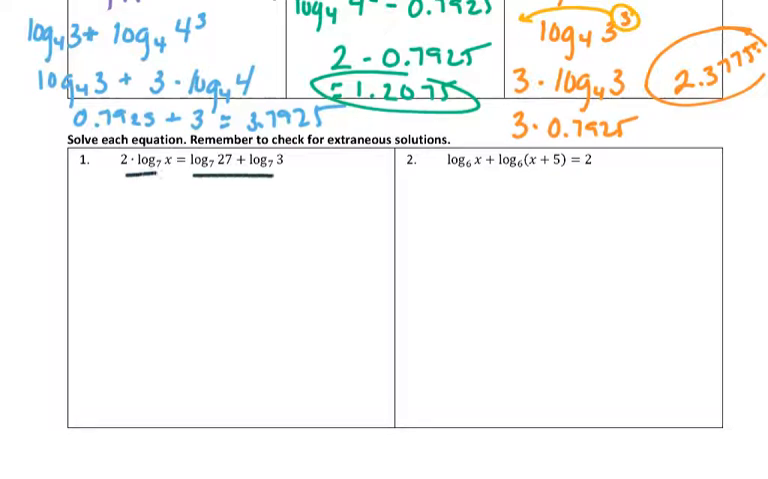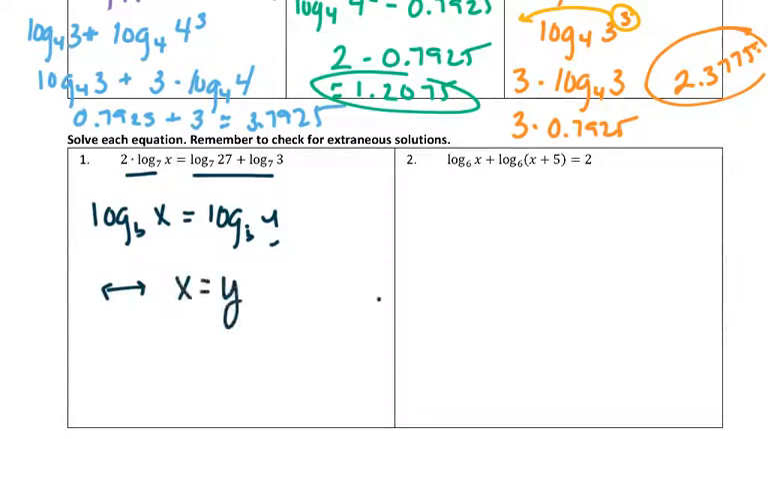Just like, not yesterday, but in the 8.4 notes, when you have logs on both sides, we're going to use that property of equality where the log base b of x equals the log base b of y, and that would mean that x is equal to y. So this is what we're aiming for when you have logs on both sides. That's what we did before. Here you just have logs on one side, so this is where you're going to have to convert, okay? That's a review, all right?